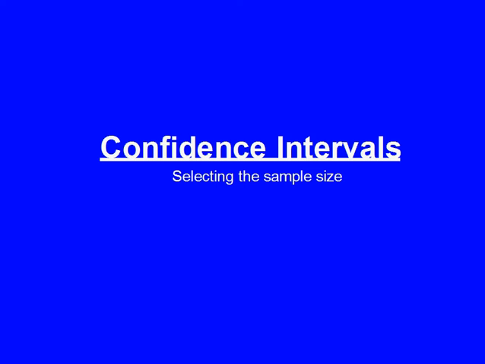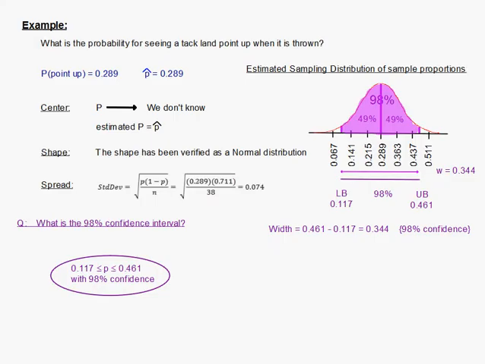In our last video, we talked about confidence intervals. In this one, we're talking about confidence intervals again, only now we're going to be selecting the sample size. We're going to be using the same example from the last video: the tacks being thrown, landing point up. This is just copied right out of the last video, and you can see we have our 98% confidence interval right down here.